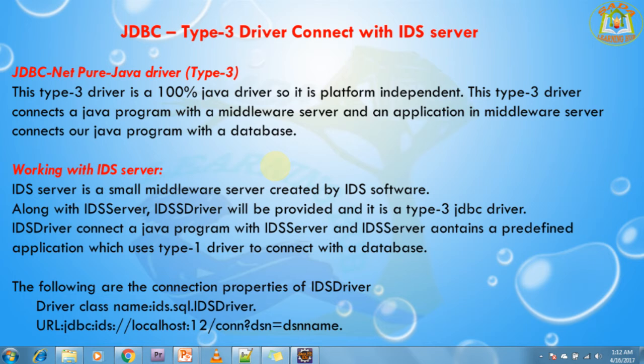Here, the following are the connection properties needed for the IDS driver. The driver class name is ids.sql.IDSDriver. The URL is jdbc:ids://localhost:12/conn?dsn=dsn name. We need to configure all those things in the IDS server. Now I can show how it practically works.